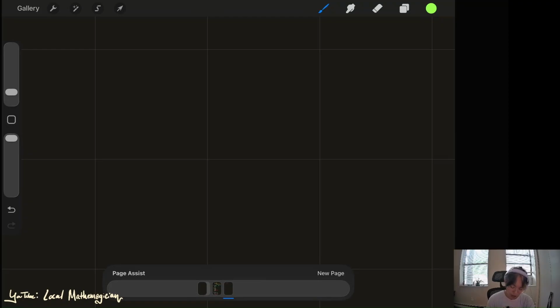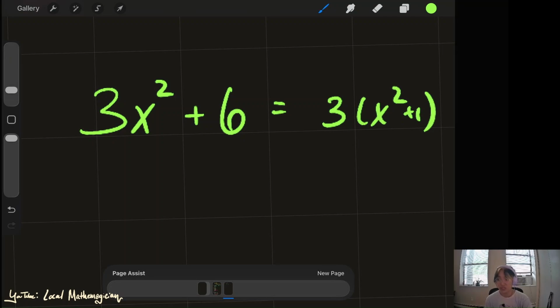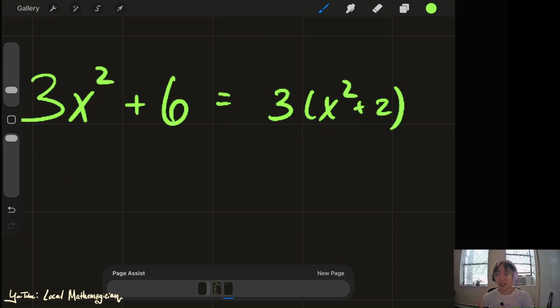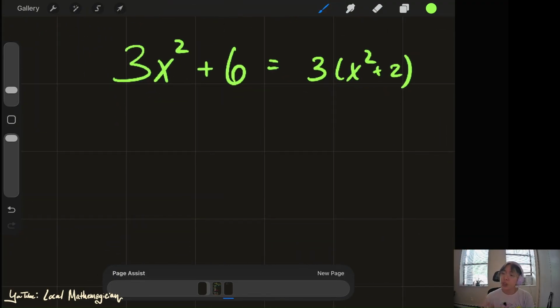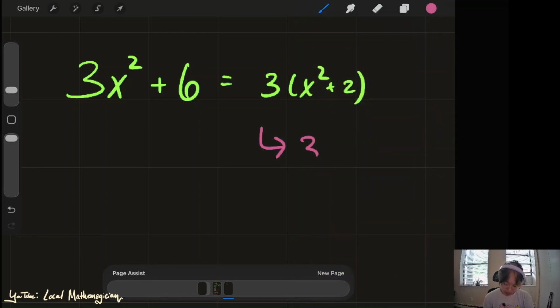Suppose I tell you that I want you to factor 3x squared plus 6. And you're like, duh, that's going to be 3x squared plus 1. Duh. But I'm like, okay, hear me out. Oh, I'm so sorry, 2. Duh. Now hear me out. Would you agree with me that 3 is the same as 2 plus 1, in parentheses?